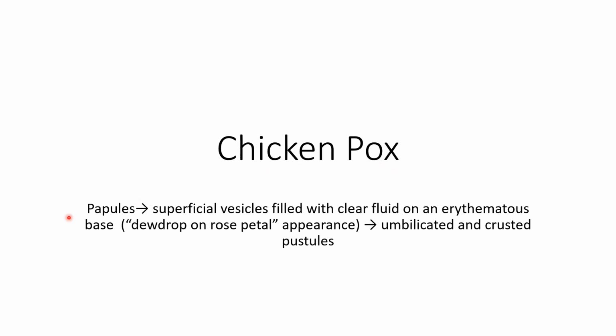Chickenpox. Skin lesions of chickenpox have a few stages: papules, then superficial vesicles filled with clear fluid on an erythematous base. This appearance is called dewdrop on a rose petal, then umbilicated and crusted pustules.